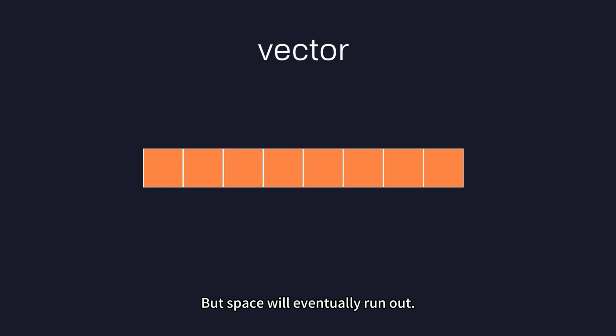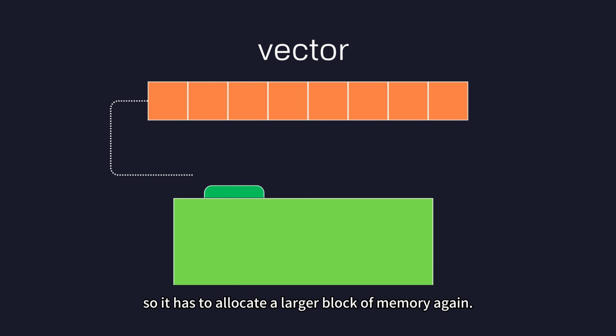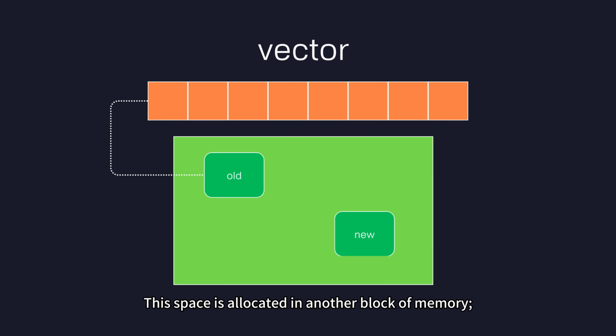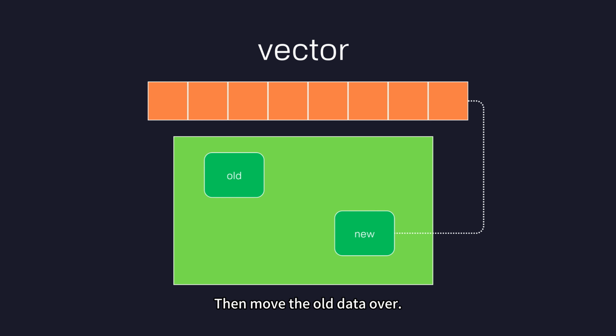But space will eventually run out. After executing one push_back, vector finds that it can no longer simply place the element in. So it has to allocate a larger block of memory again. First, allocate new space. This space is allocated in another block of memory. It is not expanded in place because the space right after it might already be occupied by others. Then move the old data over.